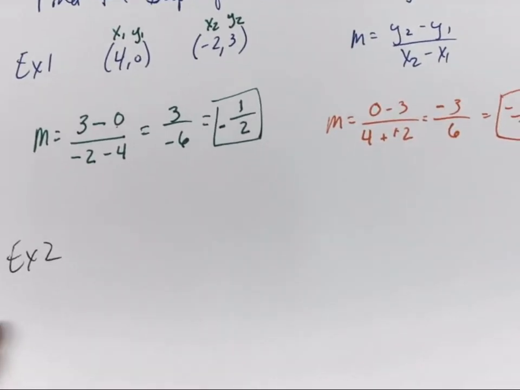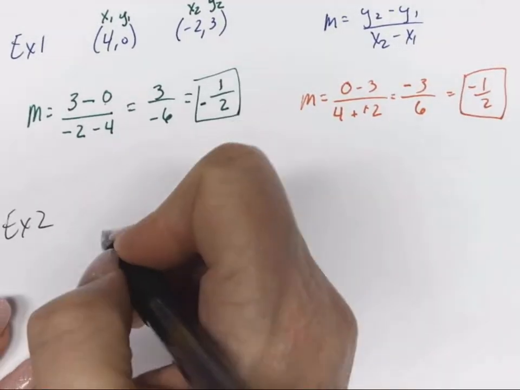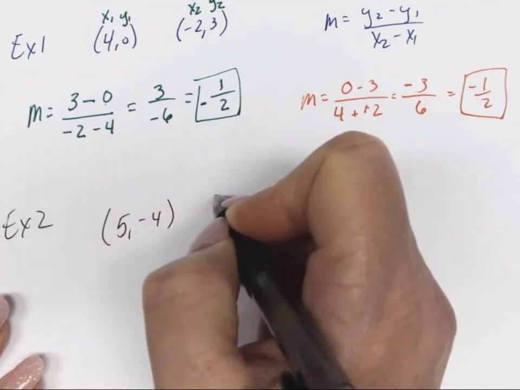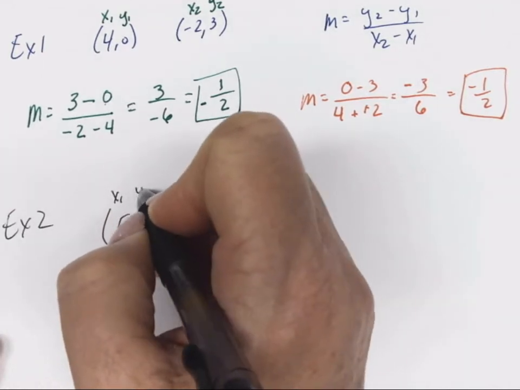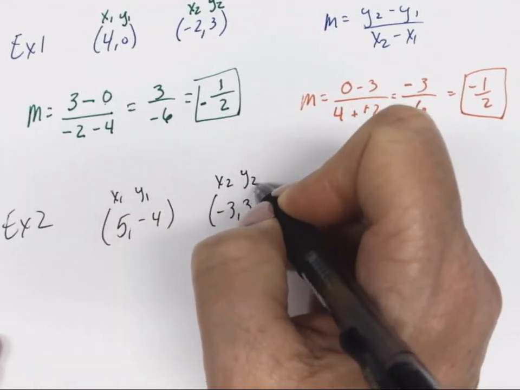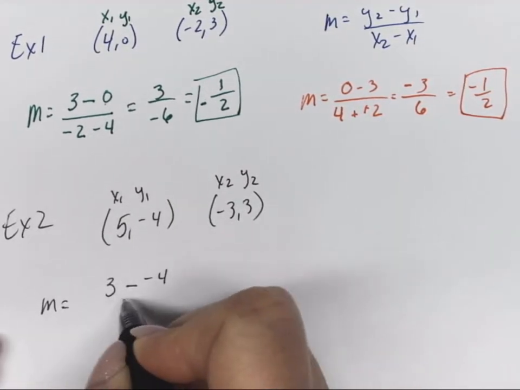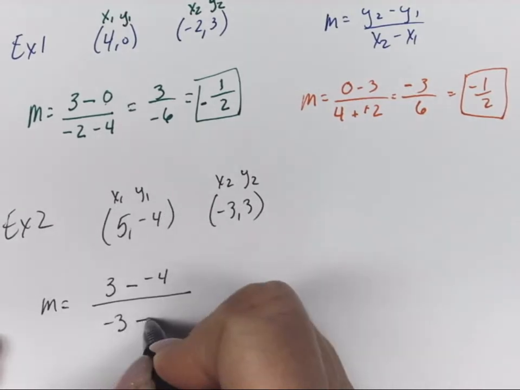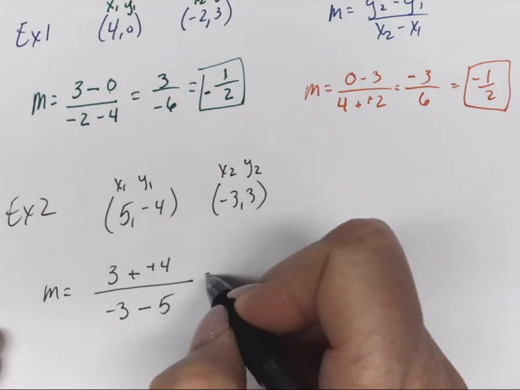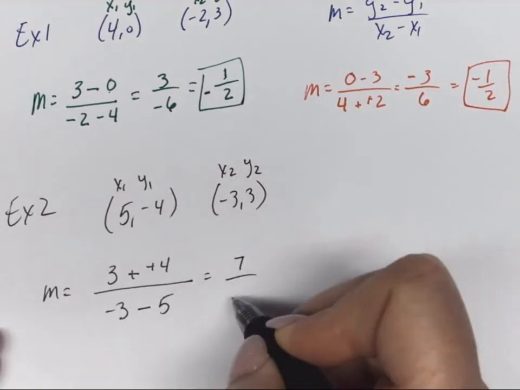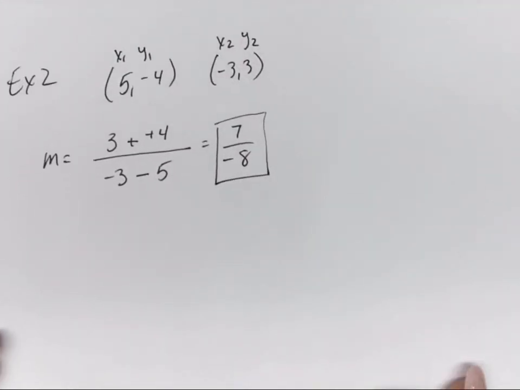So for example 2, go up just a little bit here, we are going to use the points 5, negative 4 and negative 3, 3. So again, x1, y1, x2, y2. m will be equal to 3 minus the negative 4 over negative 3 minus 5. Again, double negatives make it a positive. So 3 plus 4 will get us 7. Negative 3 minus 5, negative 8. So that would be your answer for example 2.